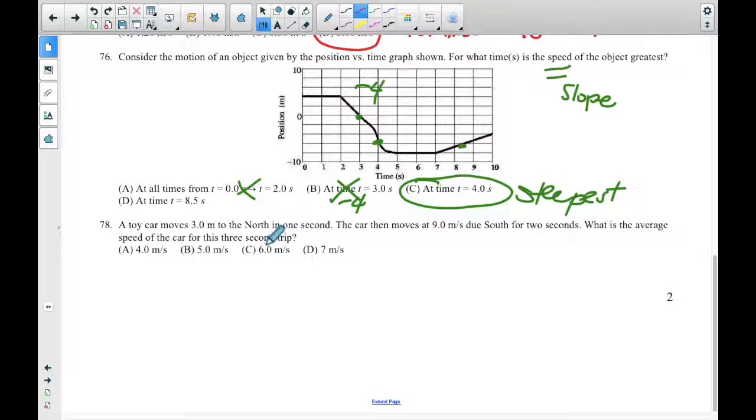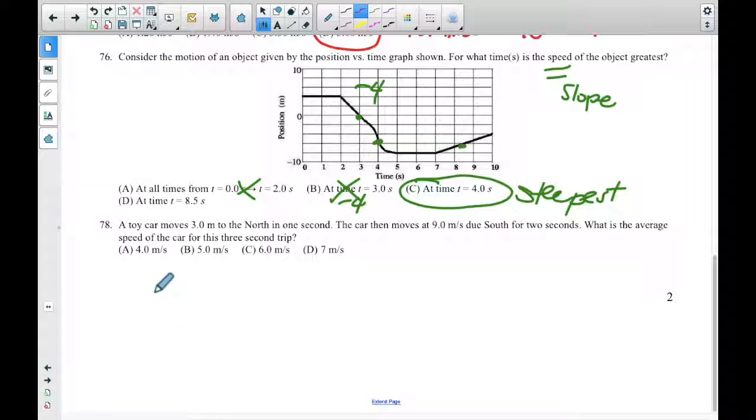This next question is not related to the first question. A toy car moves 3 meters to the north in 1 second. The car then moves at 9 meters per second due south for 2 seconds. What is the average speed of the car for this 3-second trip?